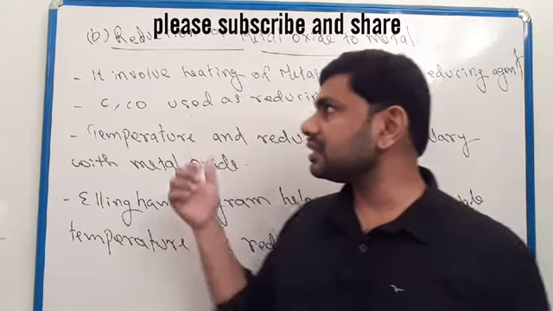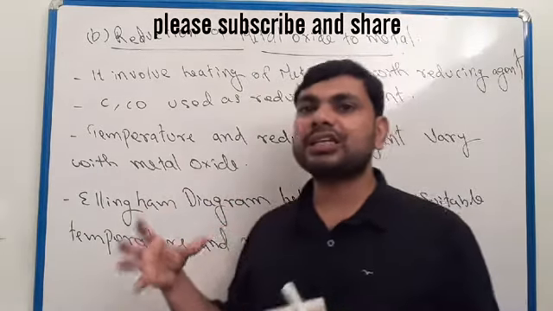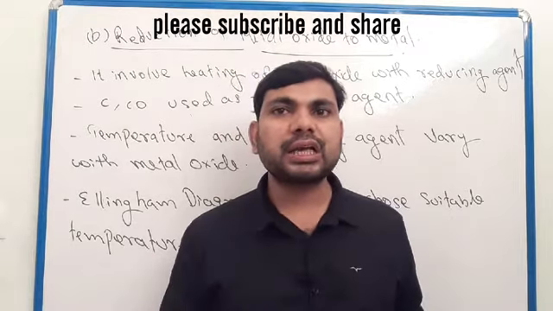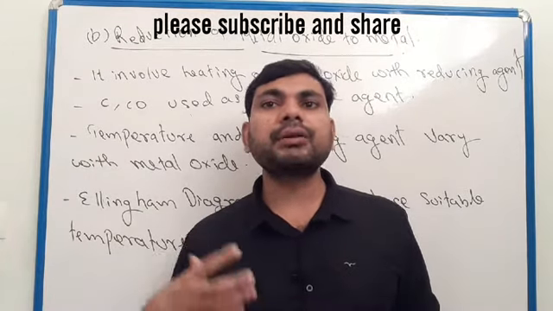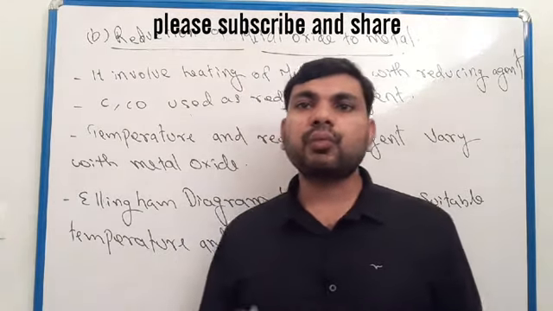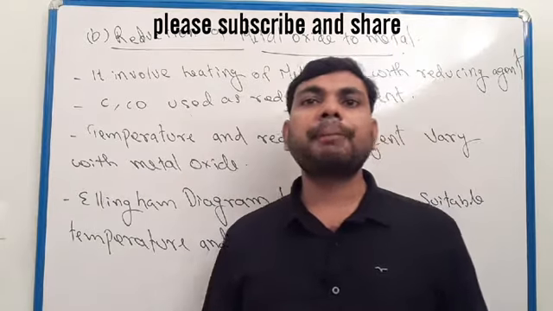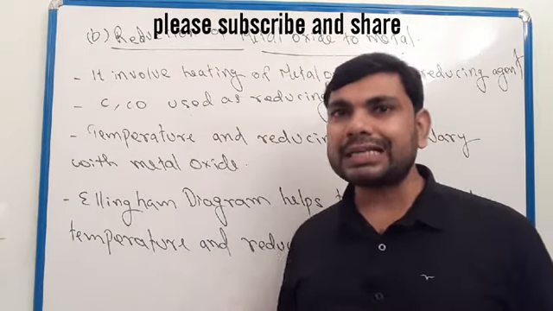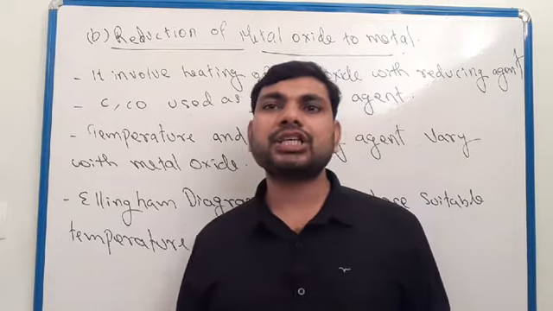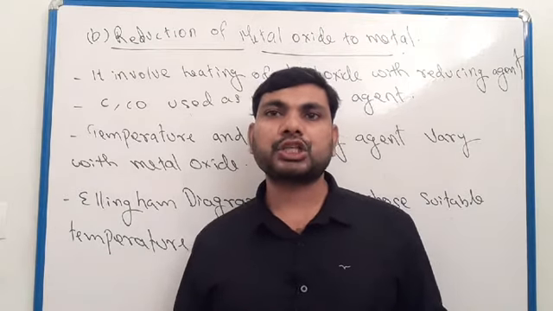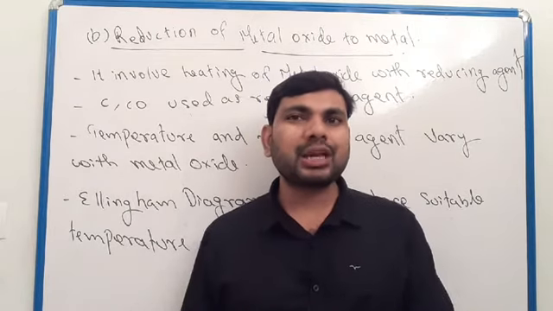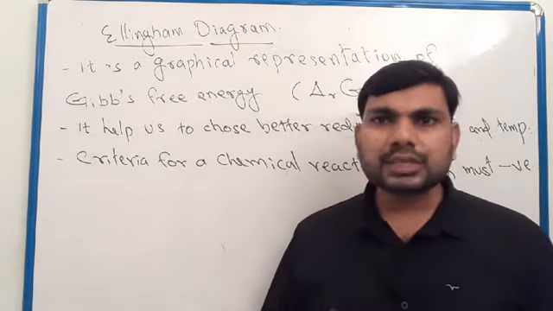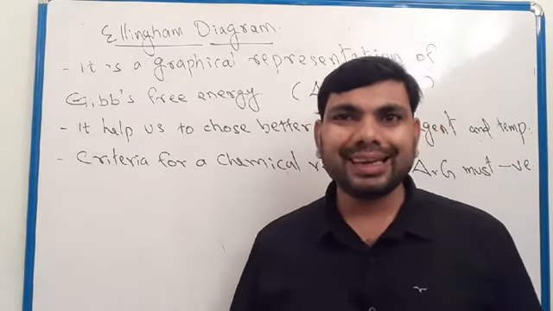So in this step, reduction of metal oxide to metal, we have to use a suitable reducing agent and also choose a suitable temperature. The Ellingham diagram helps us predict the better reducing agent and better temperature to convert metal oxide to metal. Clear? Next, we will understand the Ellingham diagram.